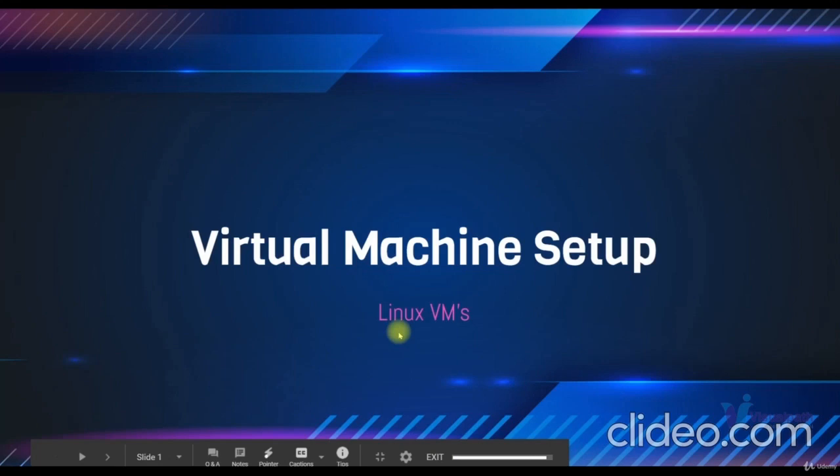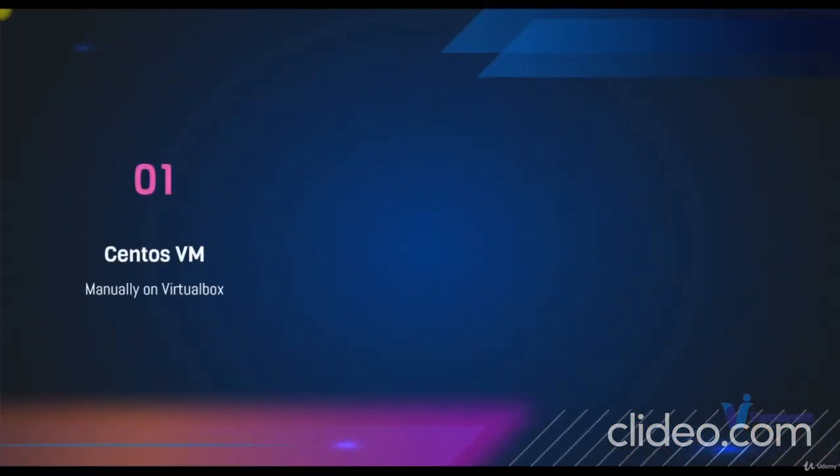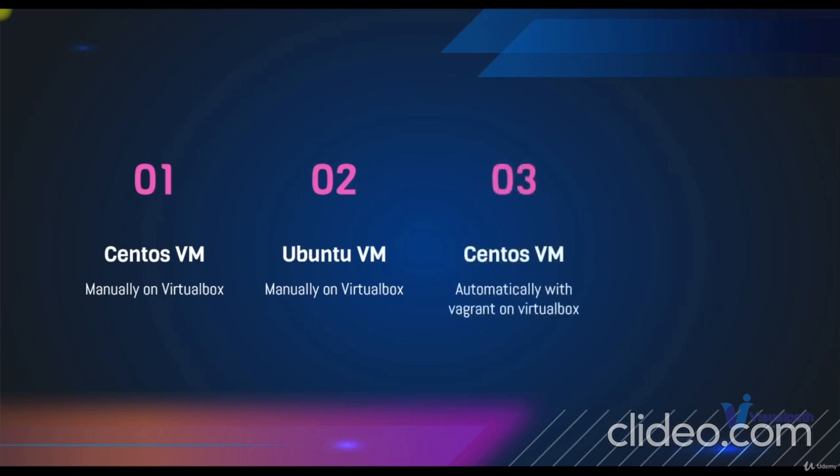Hello and welcome. In this video, we will be seeing how to set up virtual machines, more specifically, Linux virtual machines. So first we'll set up a CentOS VM manually on VirtualBox. Then we'll set up an Ubuntu VM manually on VirtualBox. Third, we'll do a CentOS VM again, but this time automatically with Vagrant on VirtualBox. Fourth, an Ubuntu VM automatically by using Vagrant on VirtualBox. So these four things we are going to do in this session.